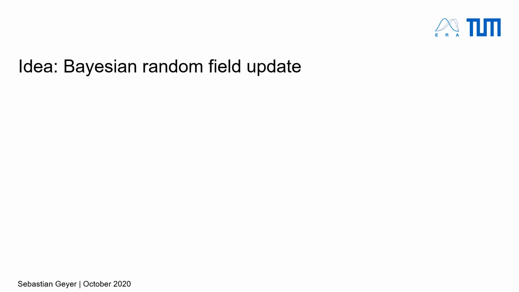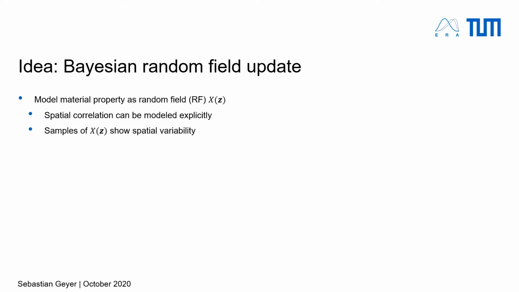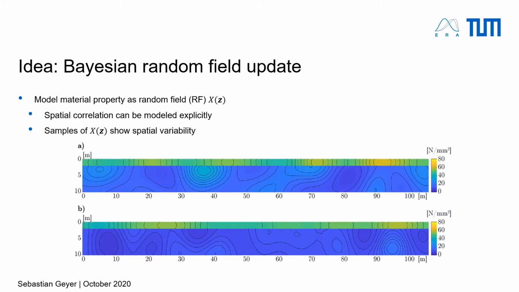The idea is to model the material property as a random field x of z. In that case, the spatial correlation can be modeled explicitly and accounted for in further analysis. If one draws samples of x of z, these samples show spatial variability. I'm going to illustrate this by 2 independent samples, A and B, of the ship block chamber wall that was modeled with 2 random fields. Obviously, these realizations of the 2 random fields show the spatial variability of the material property.